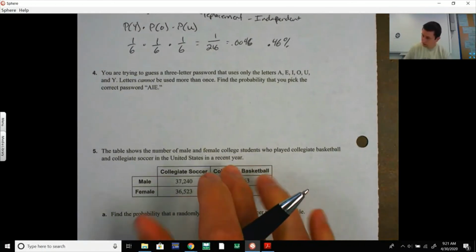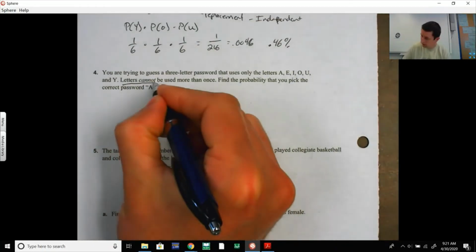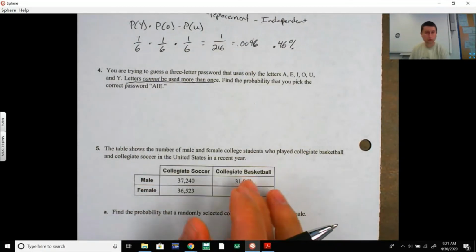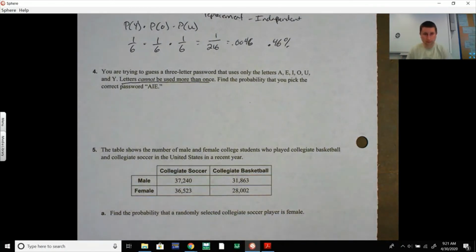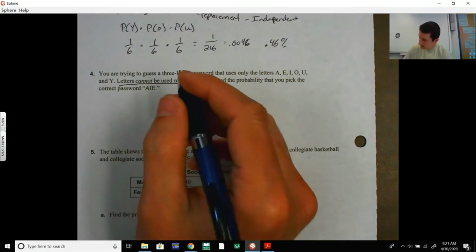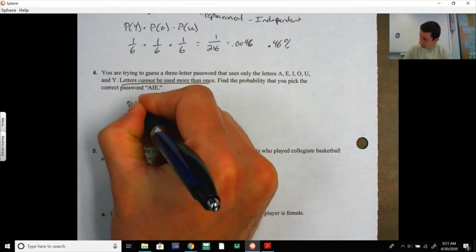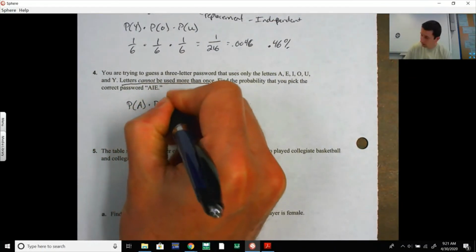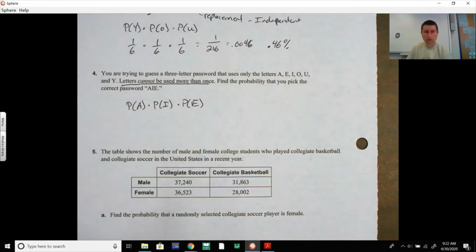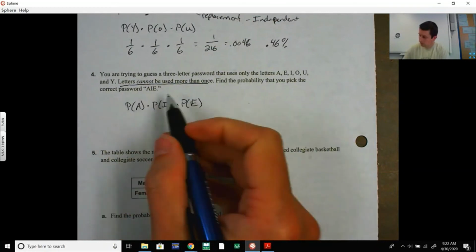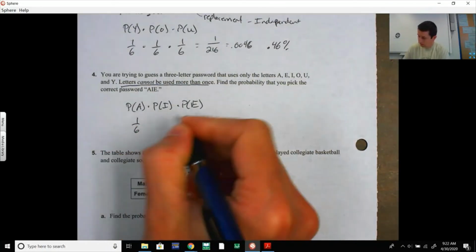Okay. So here's the change in words. Same thing, same setup, but letters cannot be used more than once. Find the probability that you picked the correct password A, I, E. So I want the probability of A times the probability of I times the probability of E. They cannot be used more than once. So once you use a letter, it is gone, and you have fewer of them. So the probability of A would be 1 out of 6.